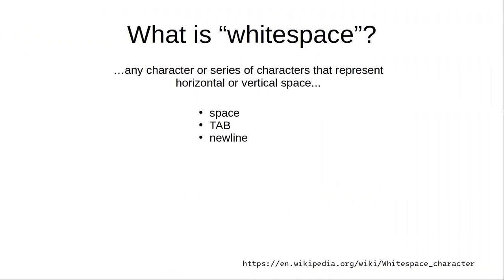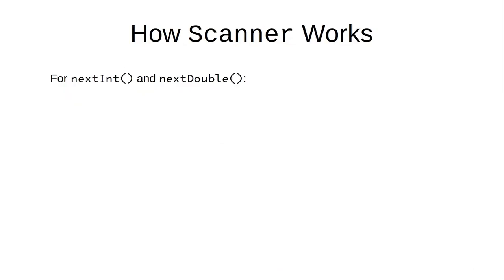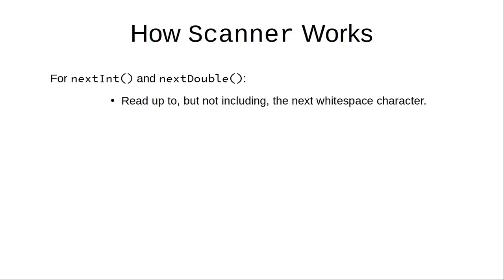To find out, we need to understand how a scanner works. One important term in understanding scanners is white space, defined as any character or series of characters that represent horizontal or vertical space, such as the space bar, tab key, and new line. When you use a scanner to read with nextInt or nextDouble, it reads up to but not including the next white space character, converts that to a number, and gives it back to you.